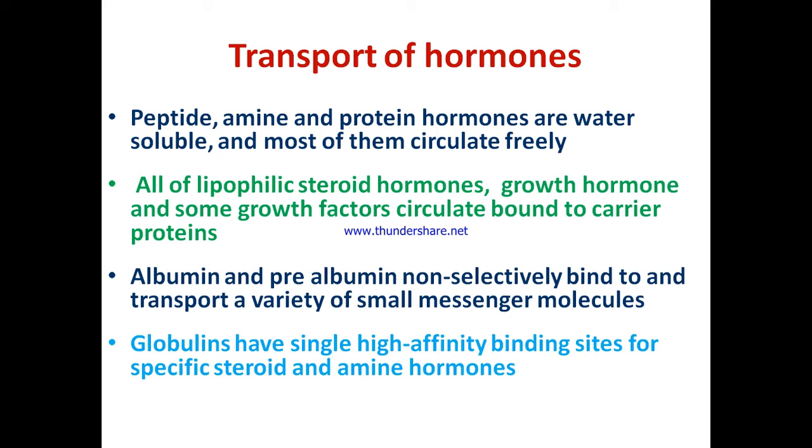Globulins have single high affinity binding sites for specific steroid and amine hormones. So different types of binding materials are available, and the chemical messengers are bound to them and transported. So is there any difference in the action between the freely transported hormones and the bound hormones? We will see in the next slide.